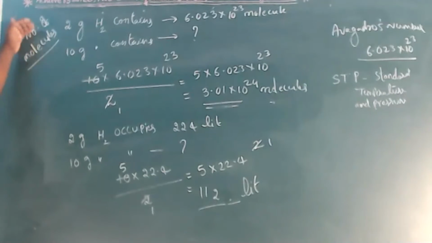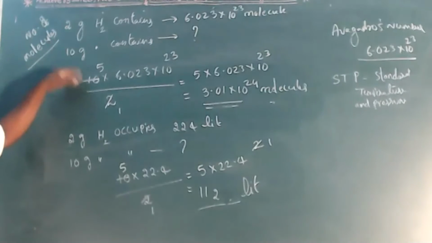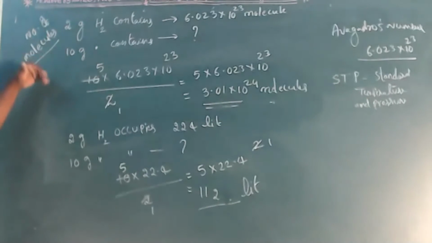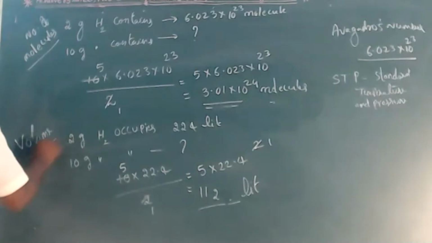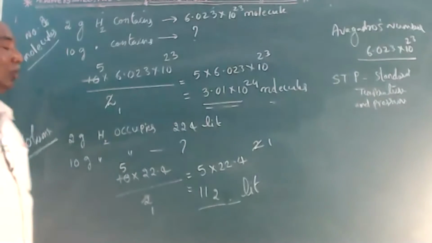Now in this problem we found three values: the mass relationship, the volume, and the number of molecules. Note down, children.